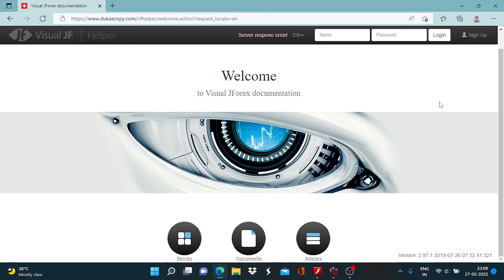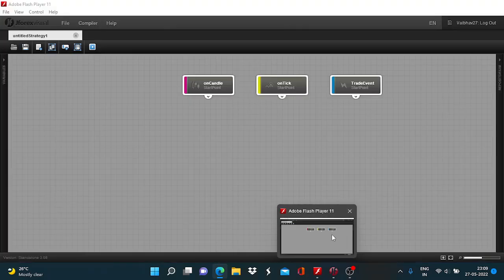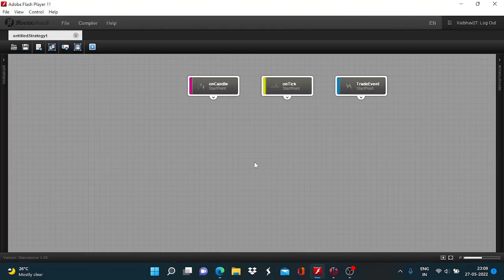I am Vaibhav. I welcome all of you to today's session of Visual JForex, in which we will be considering the uses of Parabolic SAR, which stands for Stop and Reverse. We will see how we can take advantage of this indicator to look for opportunities in the financial market in the instrument of our choice. So let us now head to the Visual JForex board, which has been developed by the Dukascopy Bank SA.